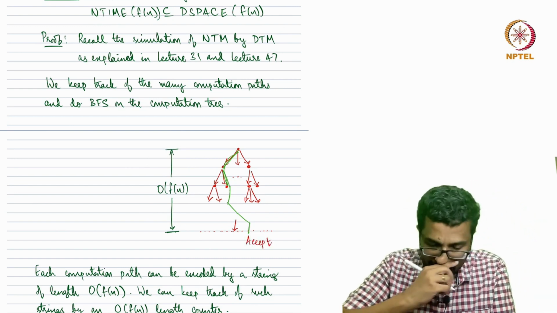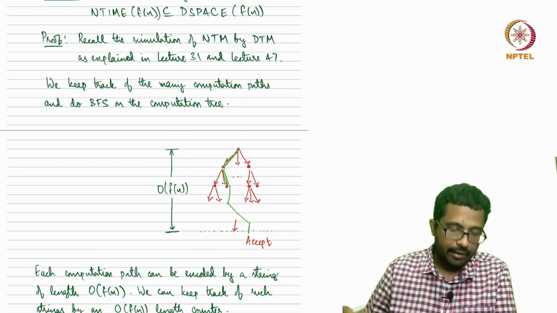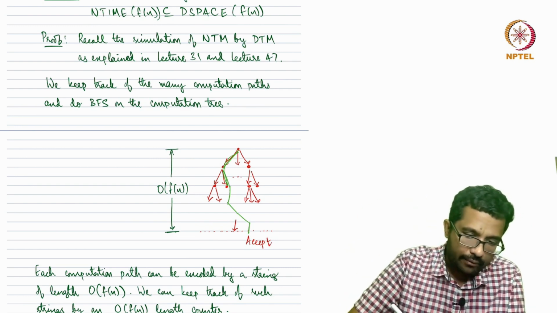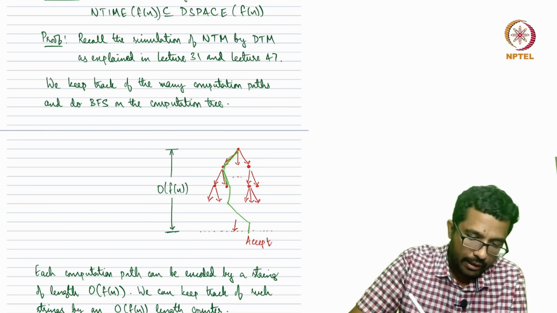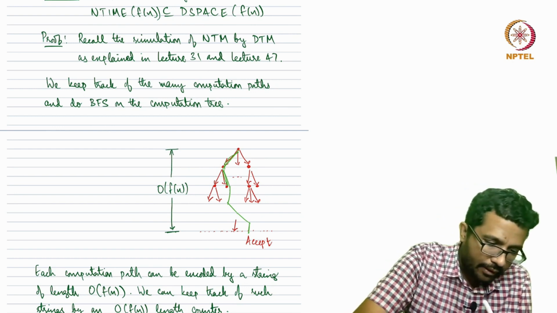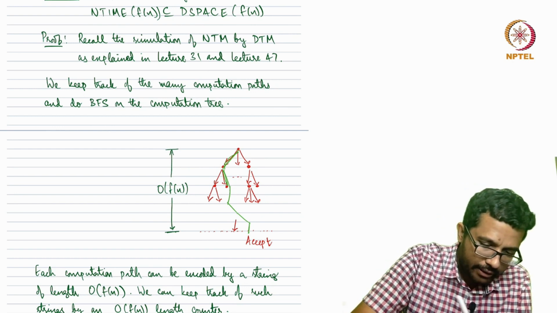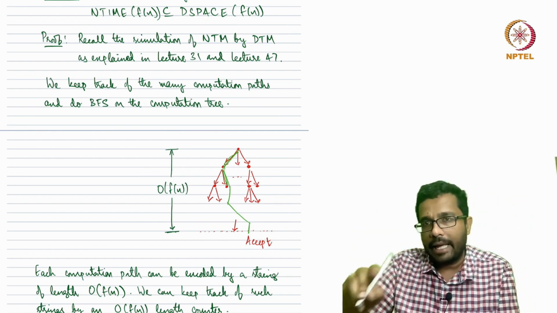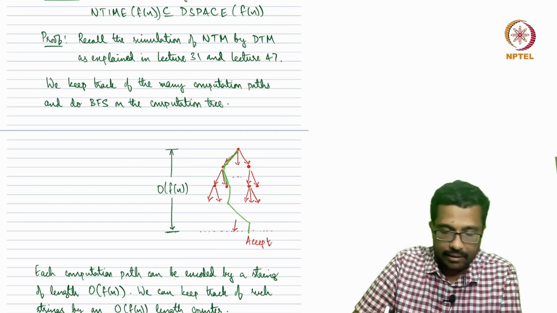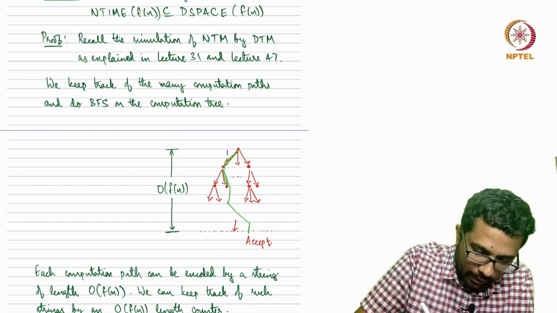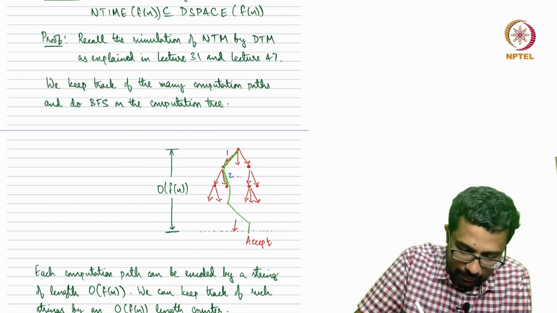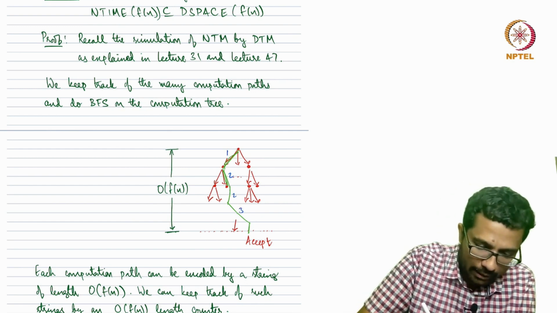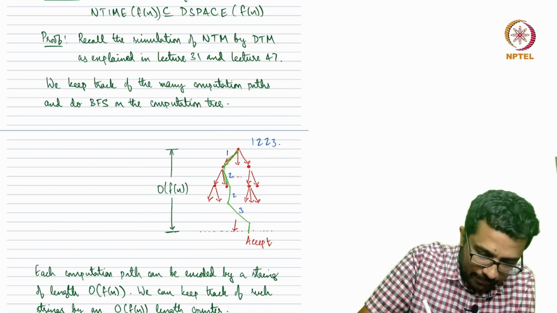So what we can do is go through all the paths in a breadth first search manner, right? If you remember, we discussed this earlier. Each path will be labeled based on which branch it takes at each configuration. So here it will be 1, here it will be 2, and then maybe again 2, here it is 3, whatever. So this path will be labeled 1, 2, 2, 3 something, right?